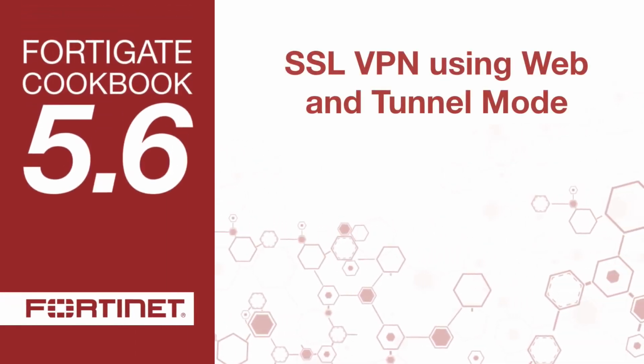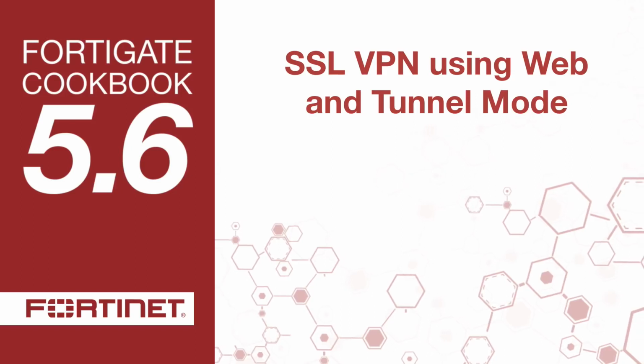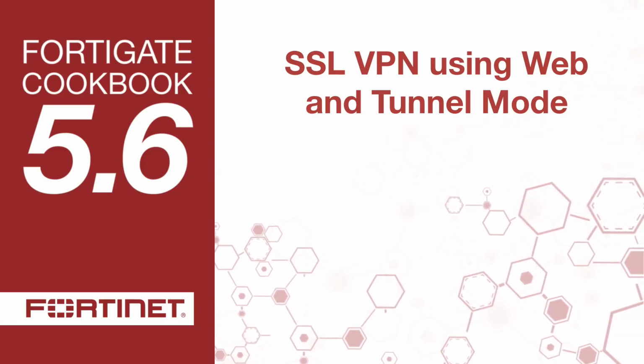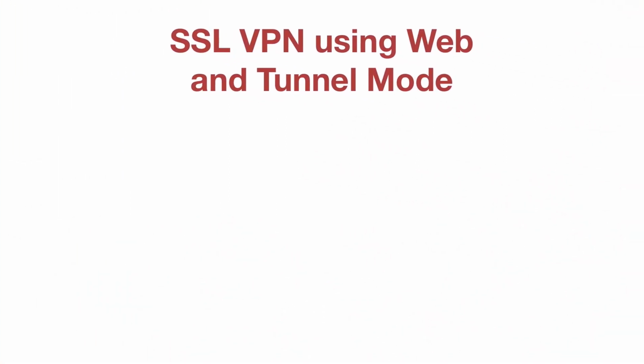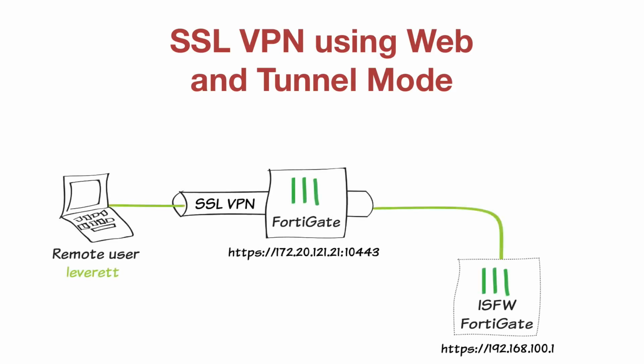In this video, you will create an SSL VPN to allow remote users to access resources on the internal network. Users will connect to the VPN using either web mode with a web browser or tunnel mode with FortiClient. In this example, users will use the VPN to access a FortiGate acting as an internal segmentation firewall.